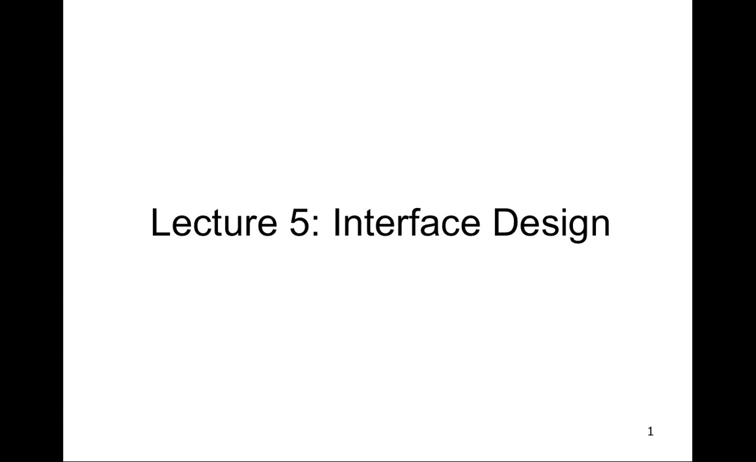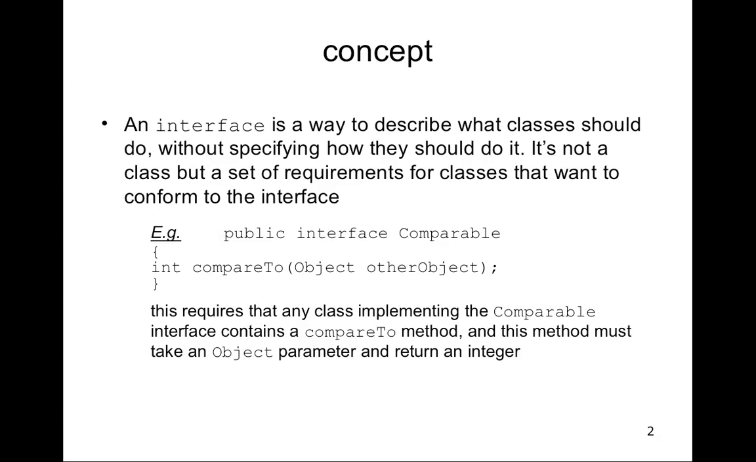So abstraction and interfaces are often used together to accomplish similar tasks. What's an interface? An interface is a way to describe what classes should do without specifying how they should do it. It's not a class, but a set of requirements for classes that you want to conform to the interface. You're like, well, what in the world then is an abstract class?